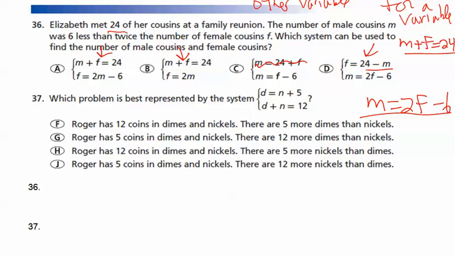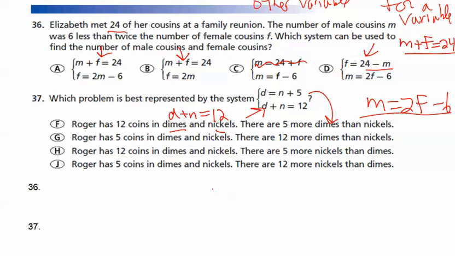And 37 says, which problem is best represented by d equals n plus 5 and d plus n equals 12? It looks like they're talking about dimes and nickels. Roger has 12 coins in dimes and nickels. Well, then he should write d plus n equals 12. That looks like that equation. There are 5 more dimes than nickels. That looks like this equation, 5 plus n equals d.